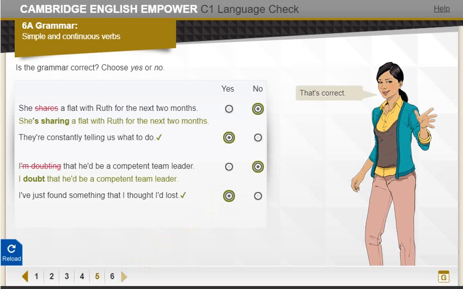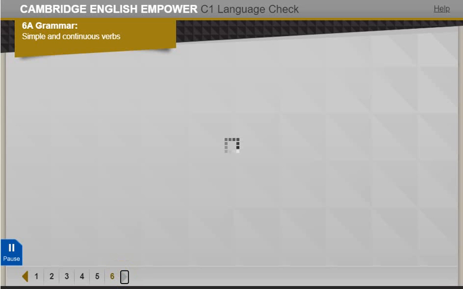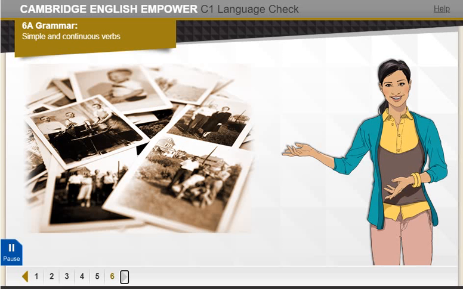That's correct. We say, she's sharing a flat with Ruth for the next 2 months, and I doubt that he'd be a competent team leader. That's it. You've come to the end of the language check. Feel free to use it whenever you want to revise simple and continuous verbs.